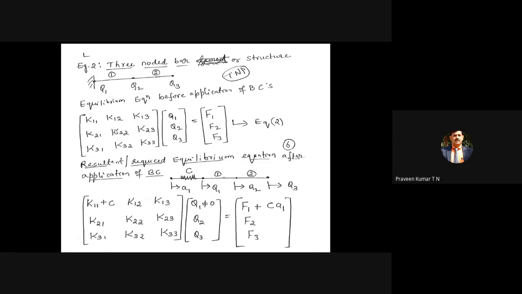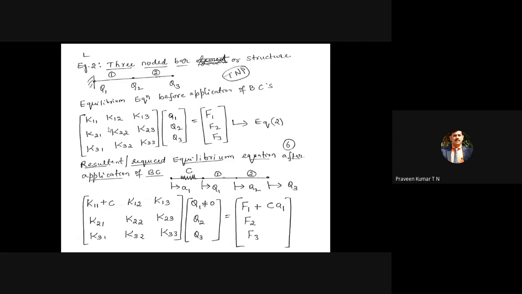Afterwards, as usual, you get the global stiffness matrix, global force vector, and global displacement vector. This type of problem you have already solved. After solving some numericals, you can understand better, which is why I am now explaining this concept. Now we have the equilibrium equation. This is the equilibrium equation before application of the boundary condition.